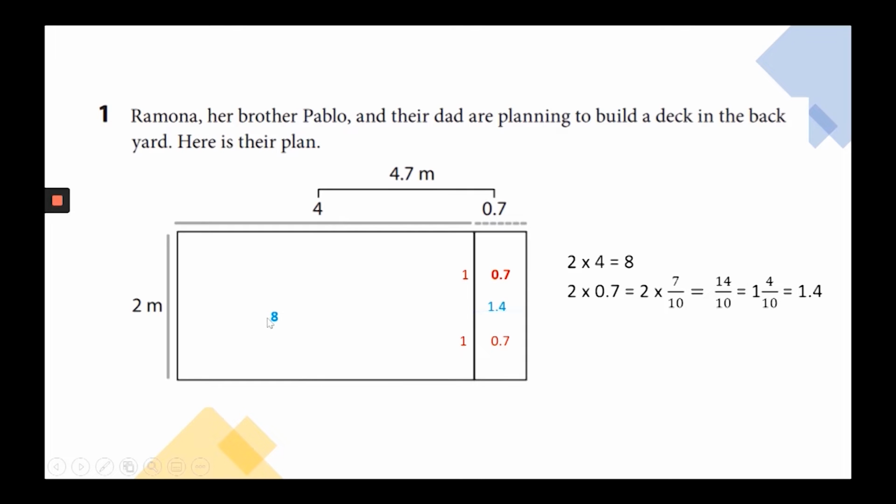Okay, now what? We have the two partial products, so we need to add them together. 8 plus 1 and 4/10 equals 9 and 4/10 meters squared. Remember to label, we're talking about square meters. The other thing you could do is write meters squared with an exponent of 2.